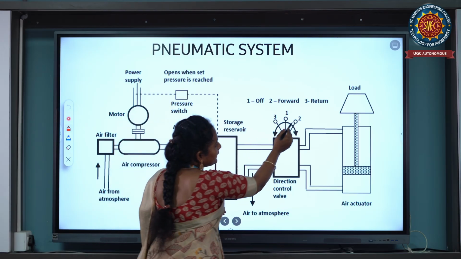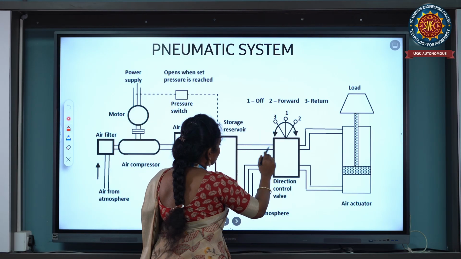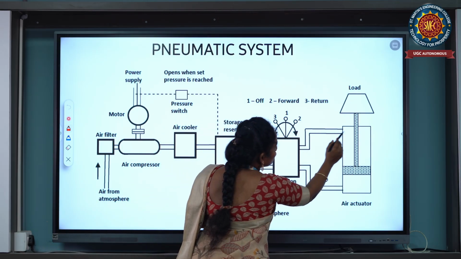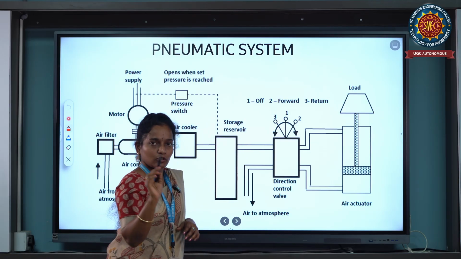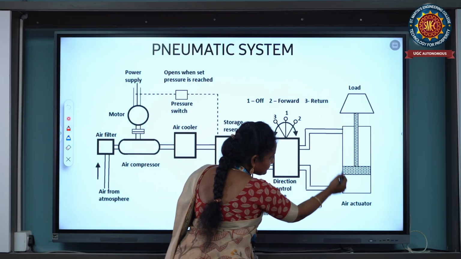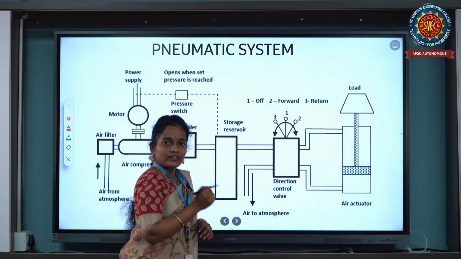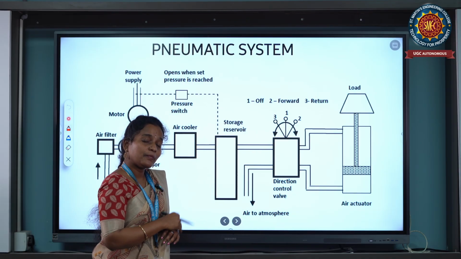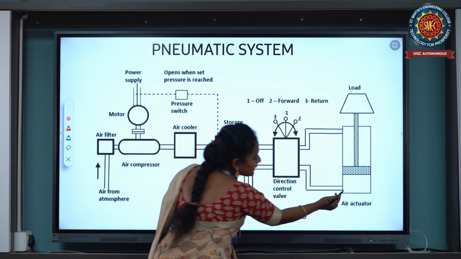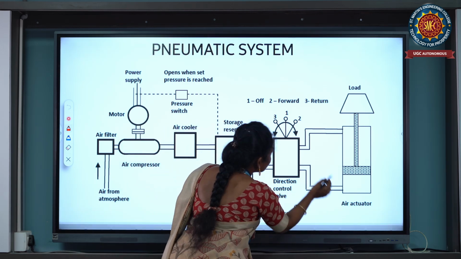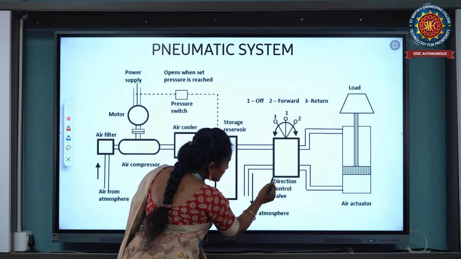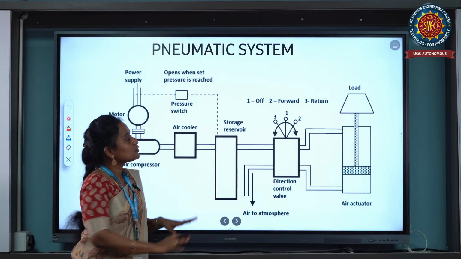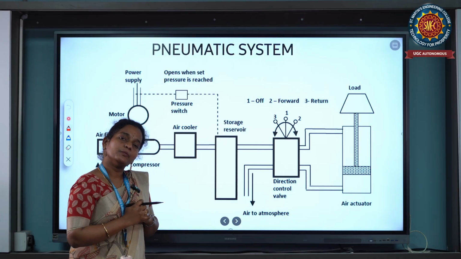First I click the forward button. The air comes from the storage reservoir and is directly sent to the actuator through the direction control valve. In the actuator, the air force is converted into mechanical force. After completing the actuator process, I click the third button on the direction valve, and the air is directly released to the atmosphere. Clear? So this is the working principle of the pneumatic system.